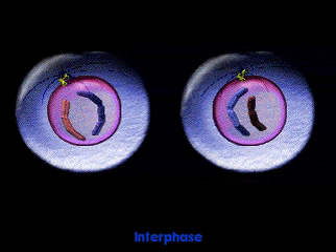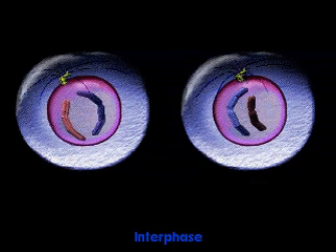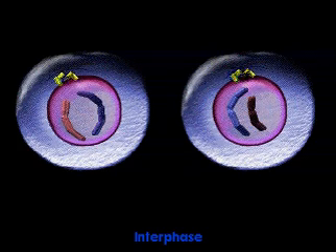Interphase between meiosis 1 and 2 is very short, or in many organisms does not occur at all. Unlike interphase before meiosis 1, the chromosomes do not decondense and chromosome replication does not occur.